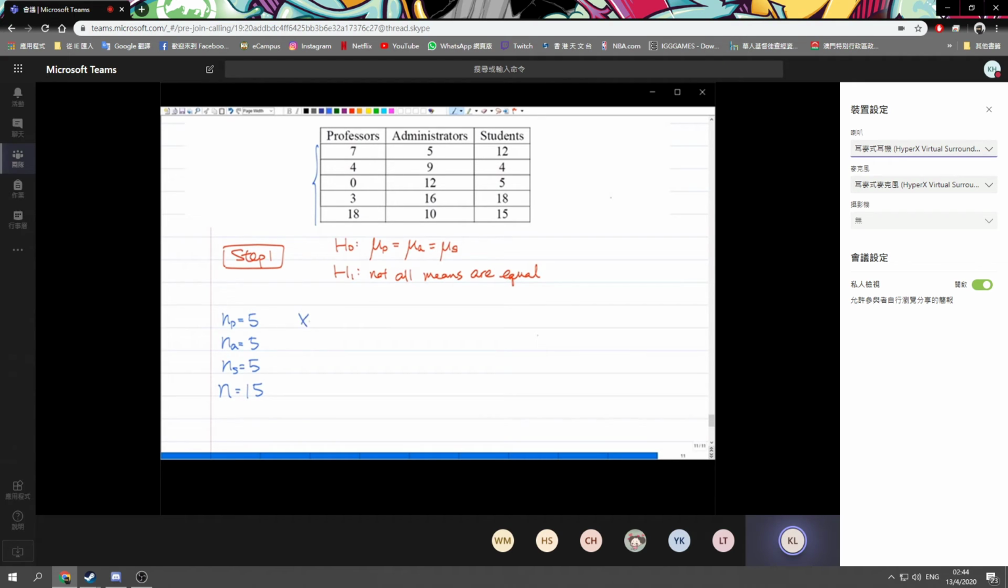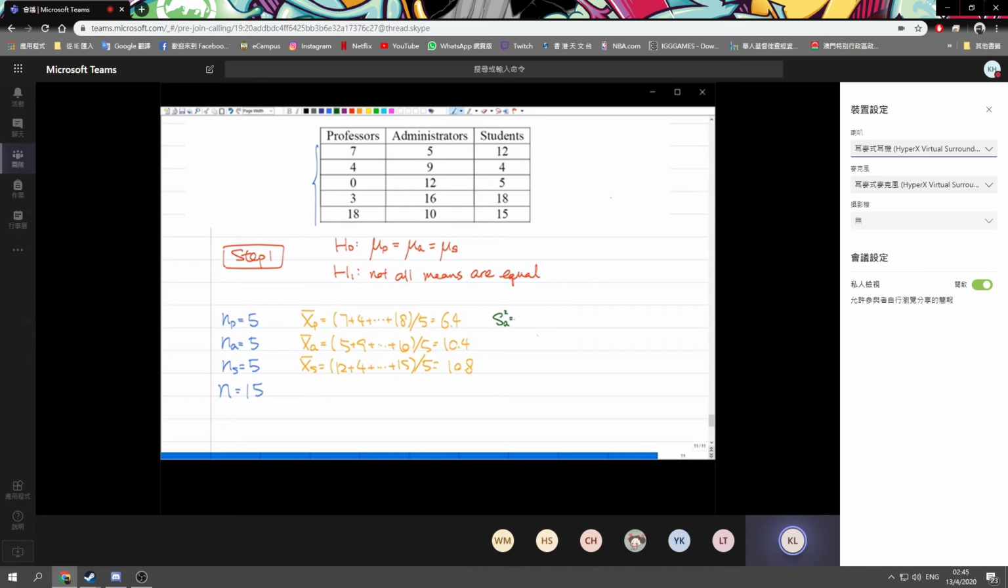Then we need to get the average of each group. Average of spam received by professors, 7 plus 4 plus dot dot dot up to 18, divided by 5, and on average is 6.4. By administrators, this is 5 plus 9 plus dot dot dot up to 10. Again, divide this by 5, 10.4. The students, 12 plus 4 and so on, 10.8.